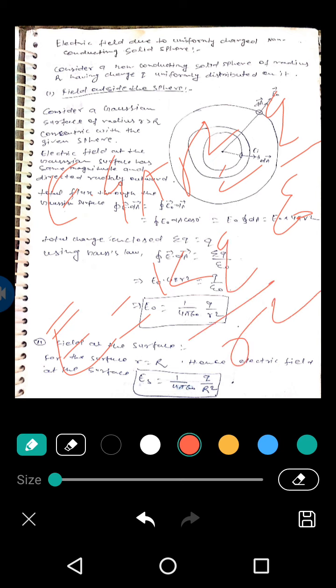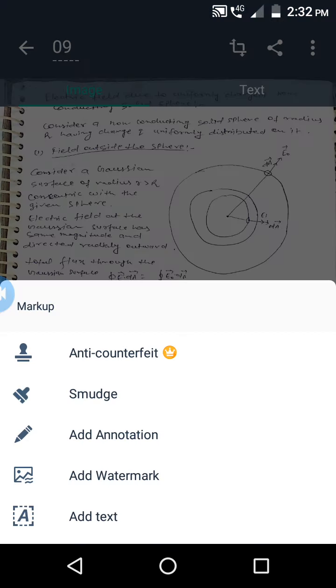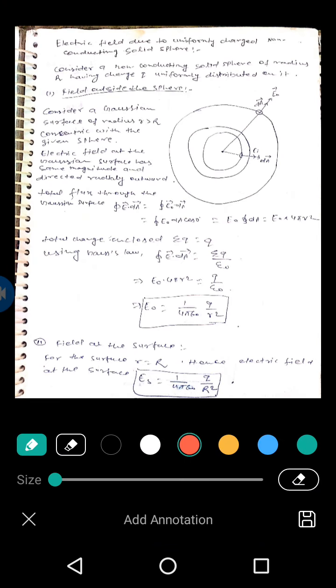This is the electric field due to the uniformly charged non-conducting solid sphere outside it. It decreases with the distance. As distance increases, electric field decreases. The graph is again a rectangular hyperbola for the outside points. Now the electric field at the surface: just put a small r equal to capital R.